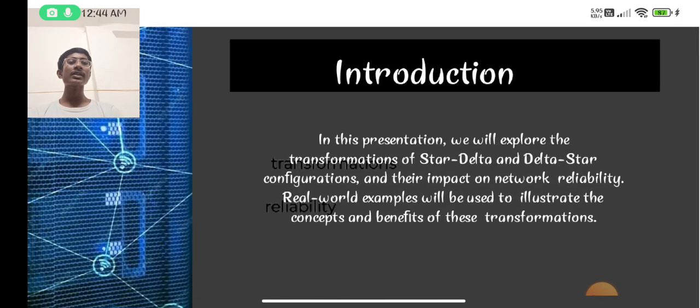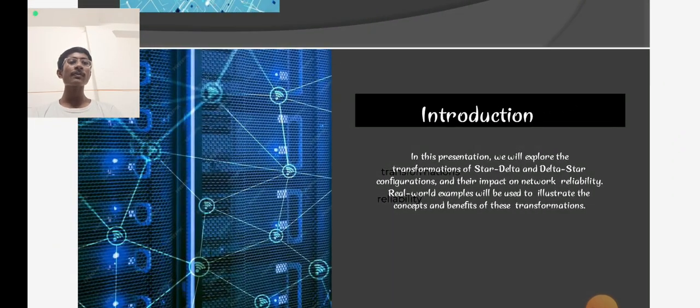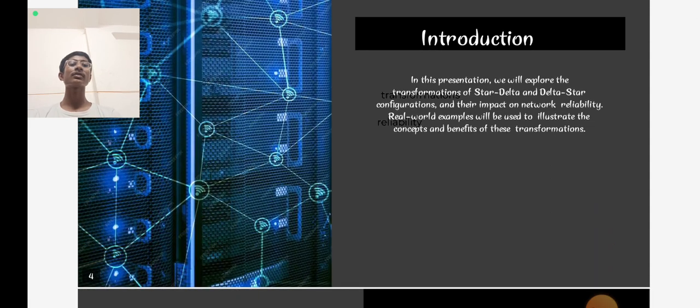In this presentation, we will explore the transformations of star delta and delta star configurations and their impact on network reliability. Real world examples will be used to illustrate the concepts and benefits of these transformations.